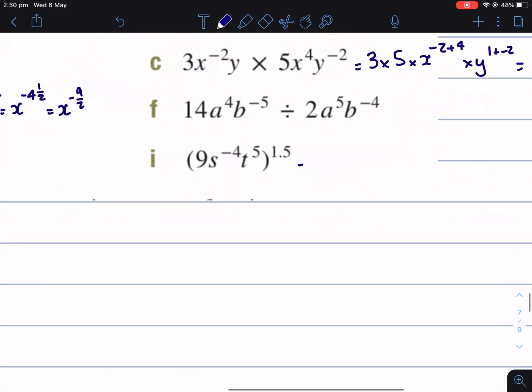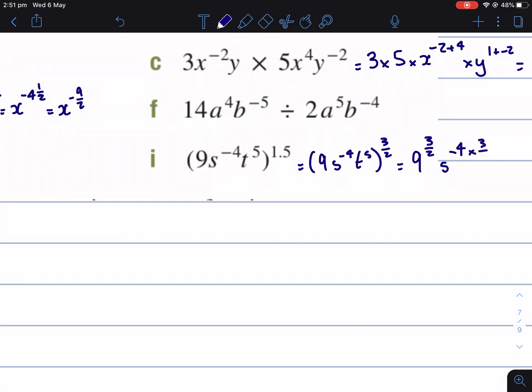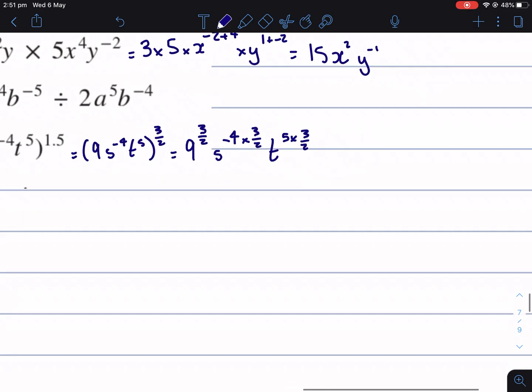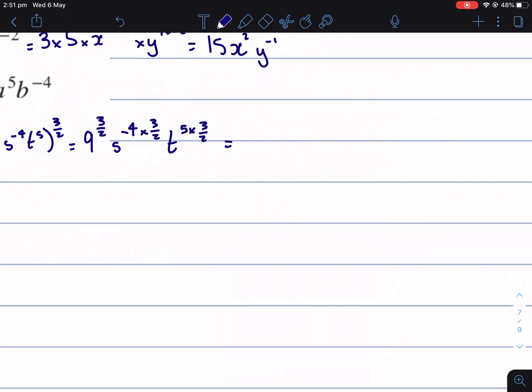And I, this means we've got 9s to the -4t to the 5, all to the 3 on 2, which means we've got 9 to the 3 on 2, s to the -4 times 3 on 2, t to the 5 times 3 on 2, which means we've got 9 to the half cubed.